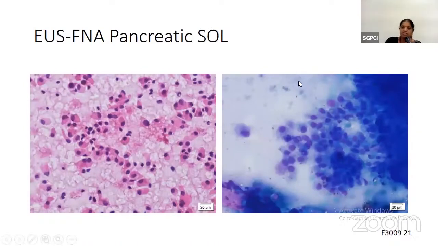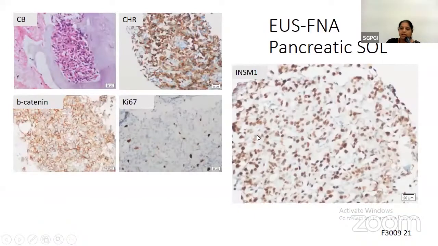So this is another case, EUS-FNA of a pancreatic SOL, obviously a neuroendocrine tumor there. And just to show you, in this case we applied INSM1 on the cell block.